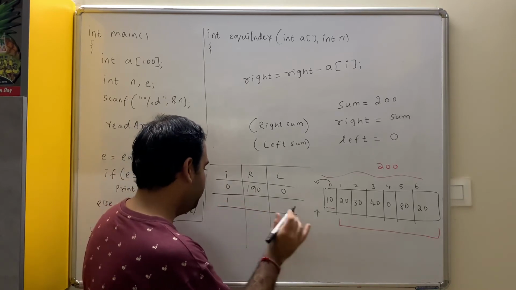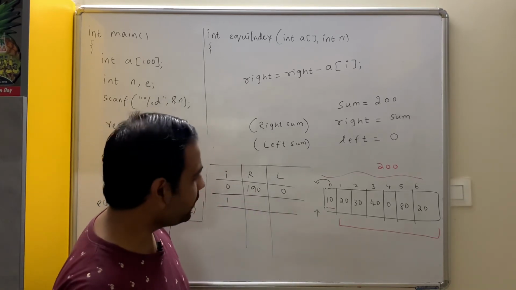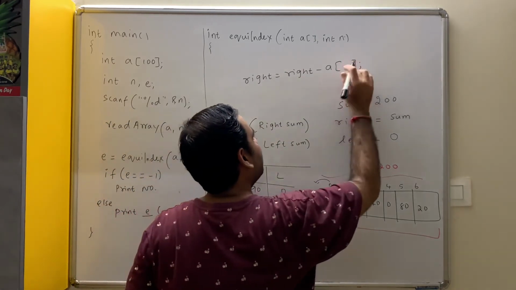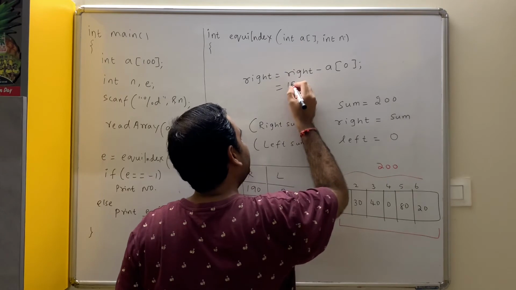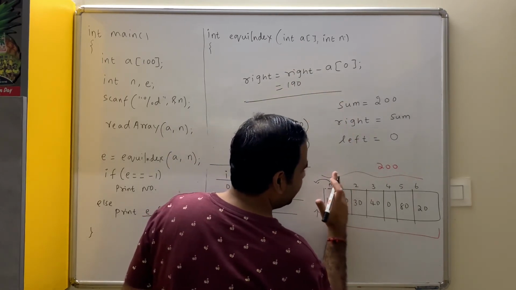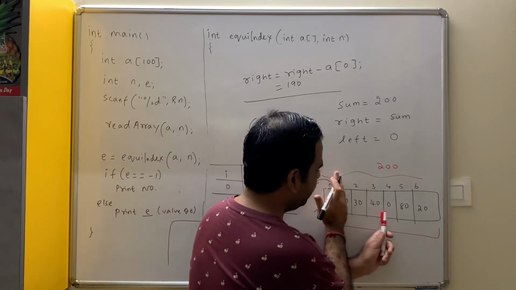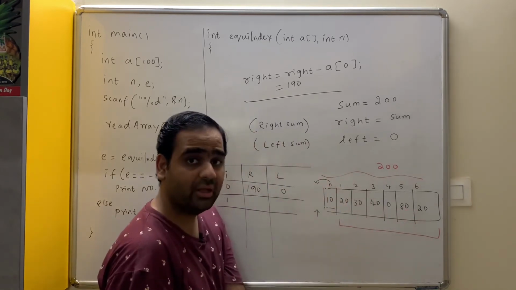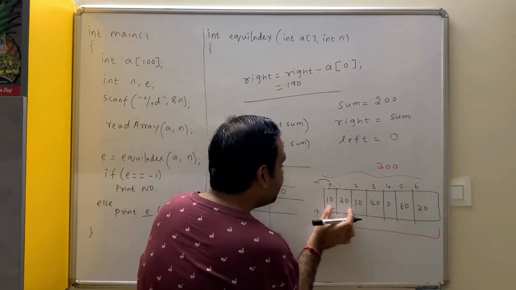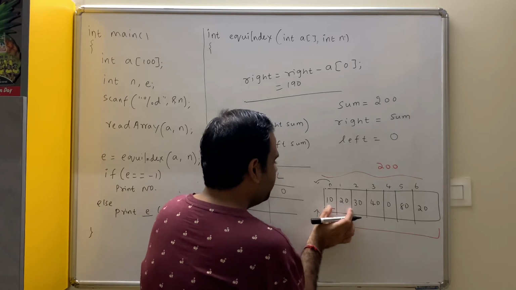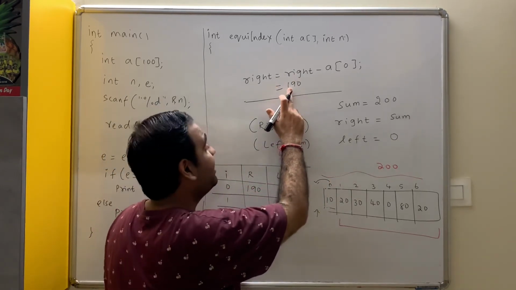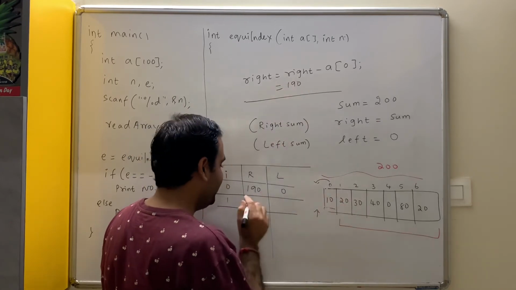You say i plus plus, and i becomes 1. Now, what is the value of right at this point? Right is equal to right minus a of 0. The value of right will become 190. Now, at index 1, what is the right sum? 30, 40, 70, 80, 150 plus 20 is 170. That means from the sum, if I remove 10 plus 20, I get 170. Now, the current value of right is 190, I'm sorry. 190 minus 20 is what?